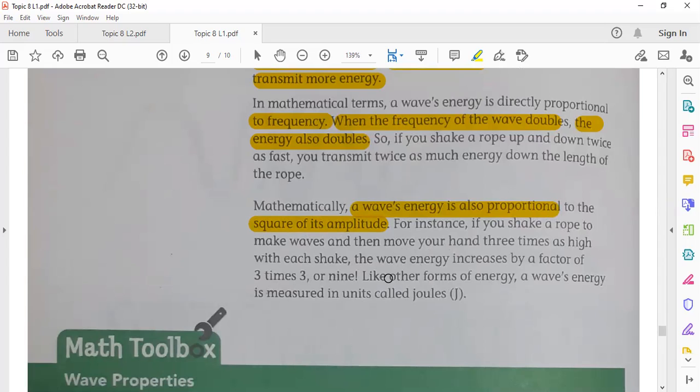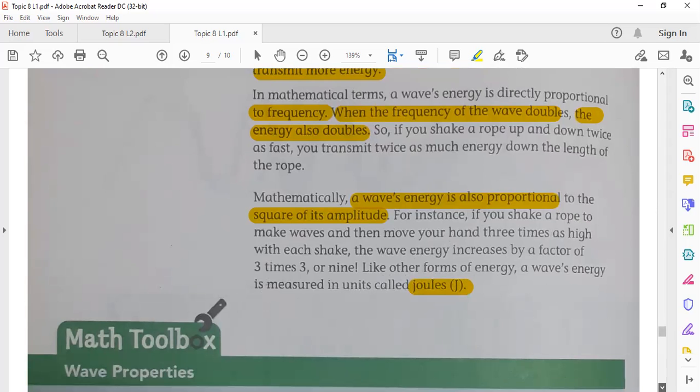So wave energy is proportional to the square of its amplitude. If the amplitude increases 2 times, the wave energy will increase by 4 times, the square of its amplitude. Wave energy is measured in joules like other forms of energy. Like other forms of energy, a wave's energy is measured in units called joules.